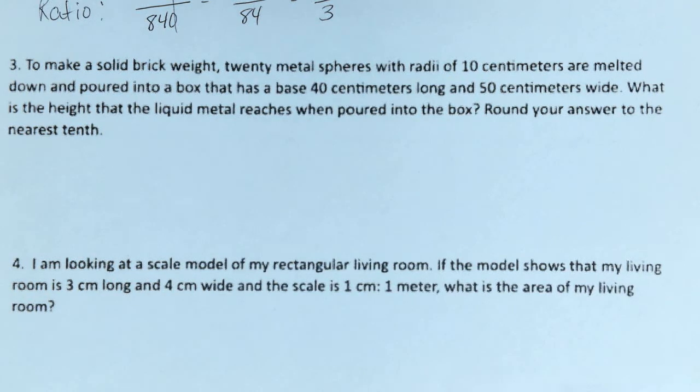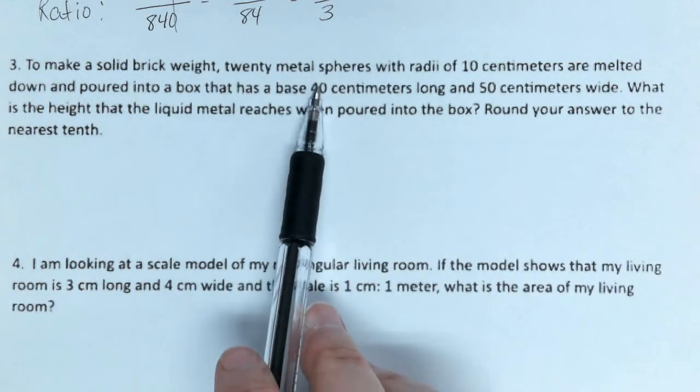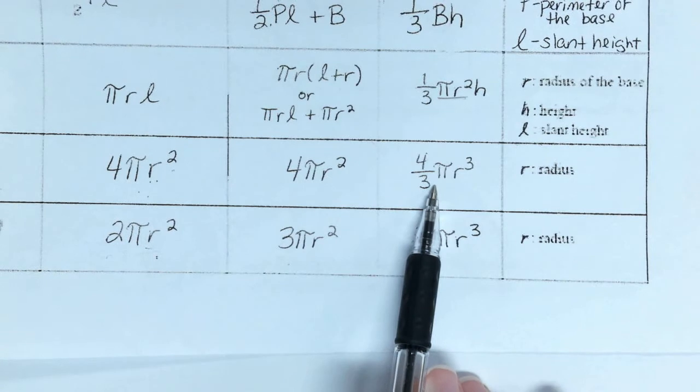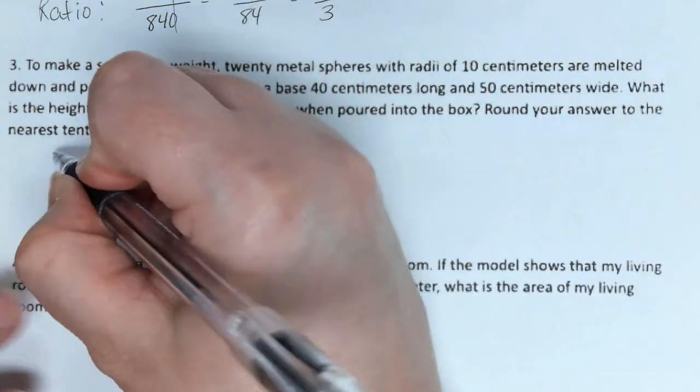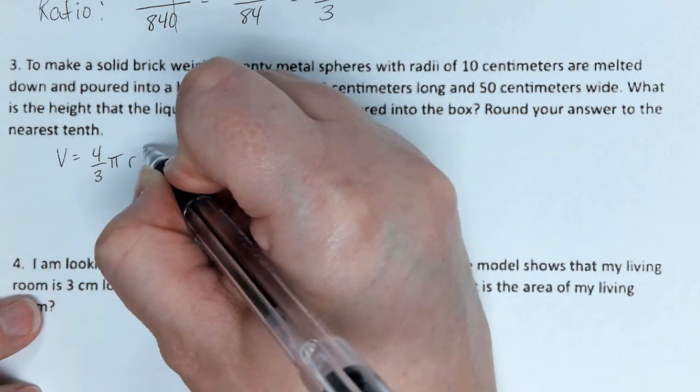And it says, what is the height that the liquid metal reaches when poured into the box? So, we have spheres to start out with. And our volume, and it might not say volume, but we're talking about like how much it holds. So that's a volume. So volume of our spheres is the 4/3 pi r cubed.